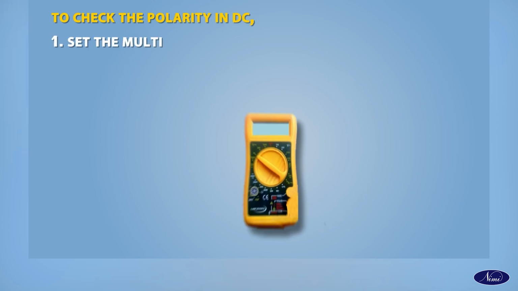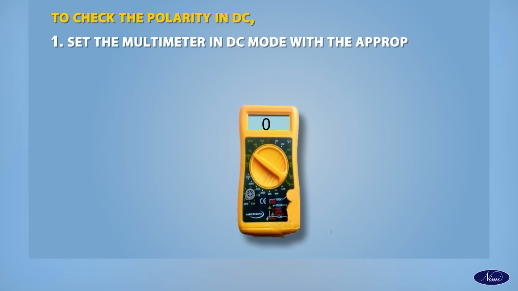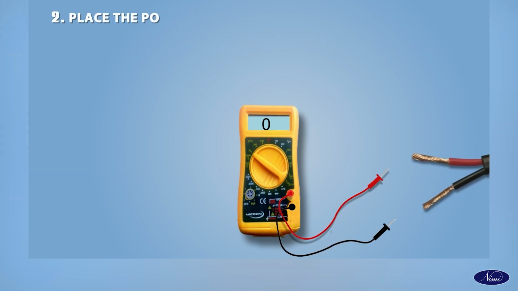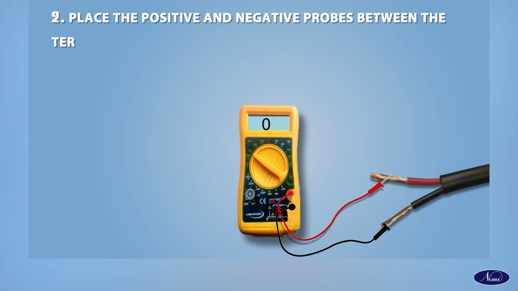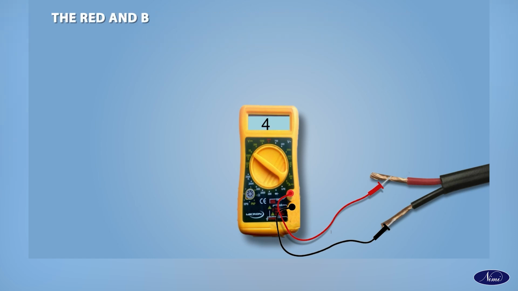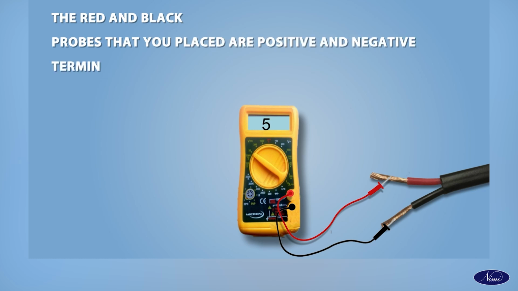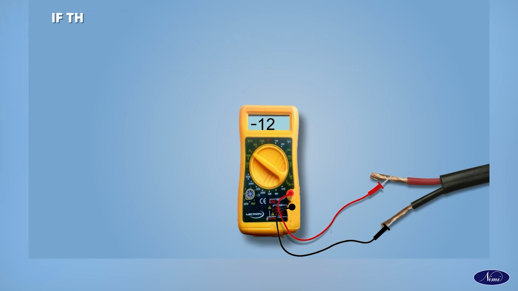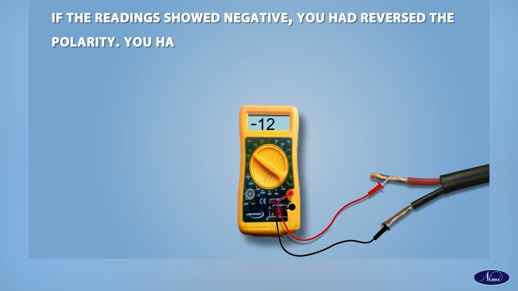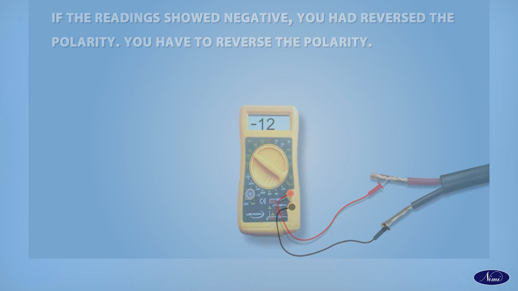To check the polarity in DC, set the multimeter in DC mode with the appropriate range. Place the positive and negative probes between the terminals. If the reading shows positive, the red and black probes that you placed are on the positive and negative terminals respectively, which is correct. If the reading shows negative, you have reversed the polarity, so you have to reverse it.